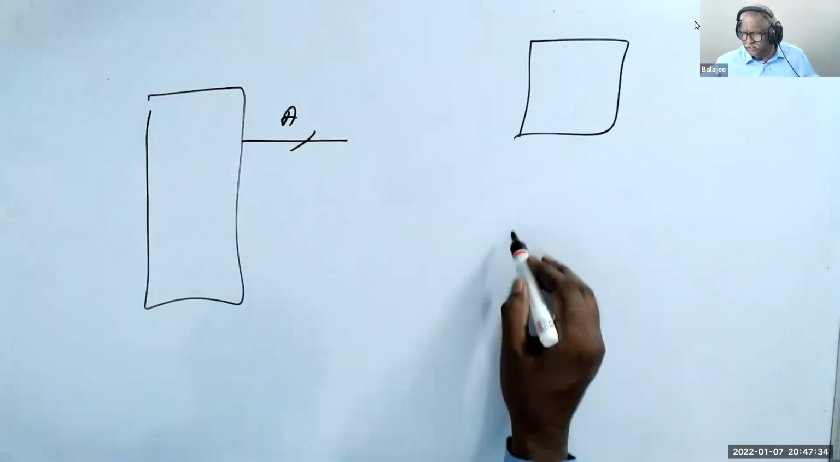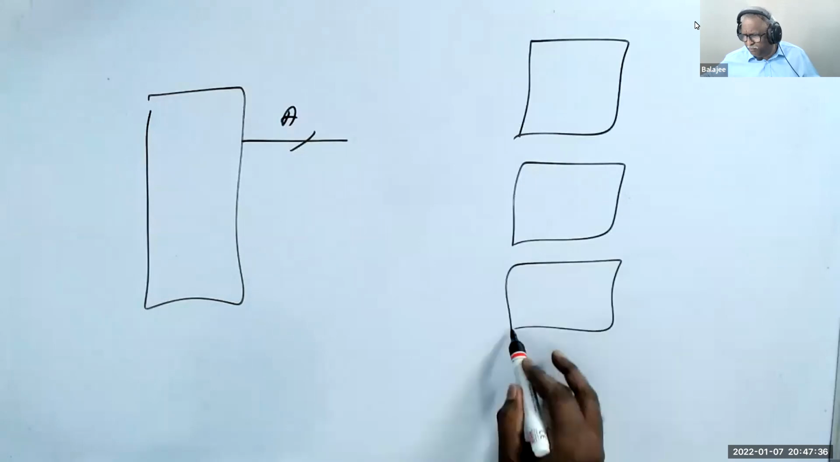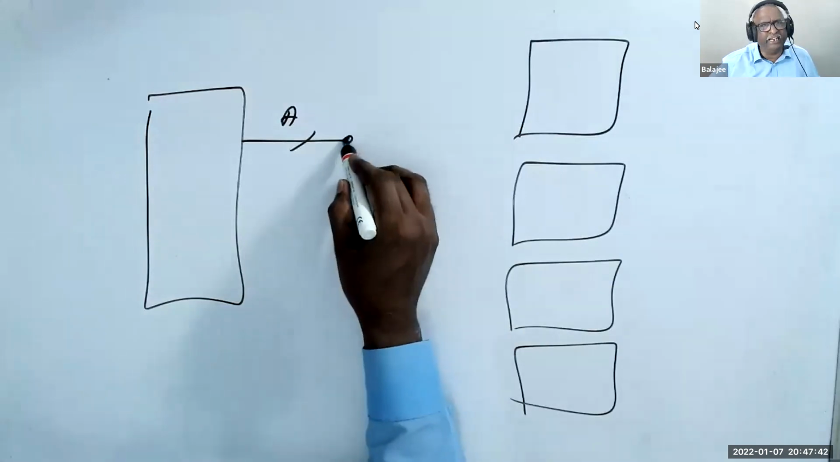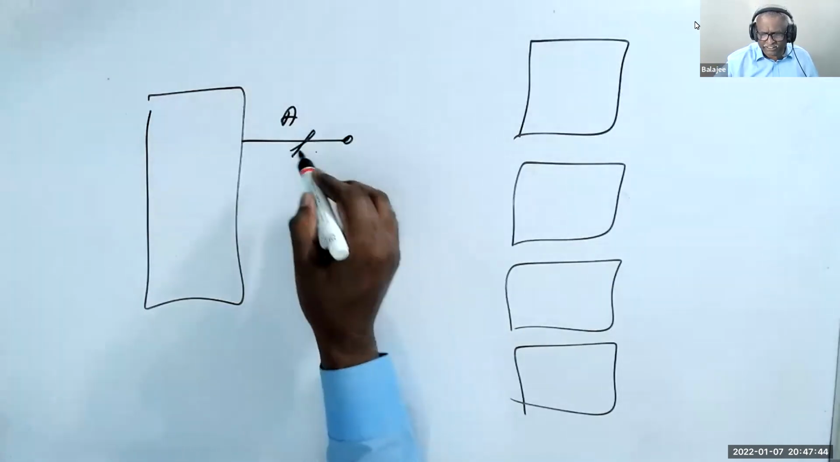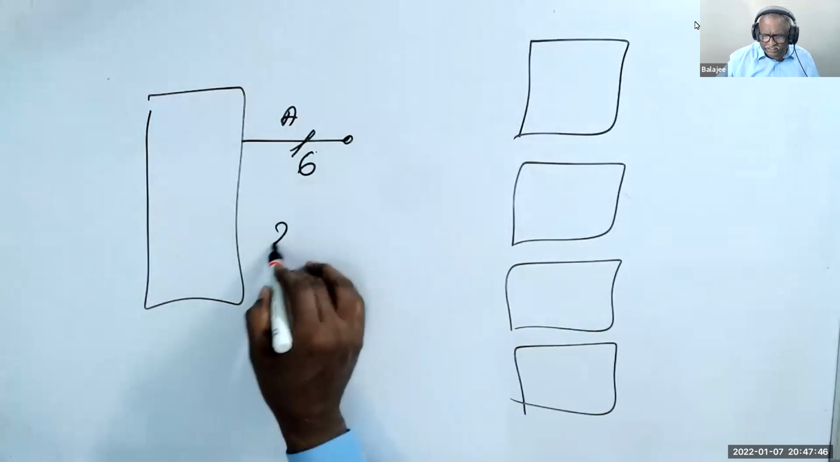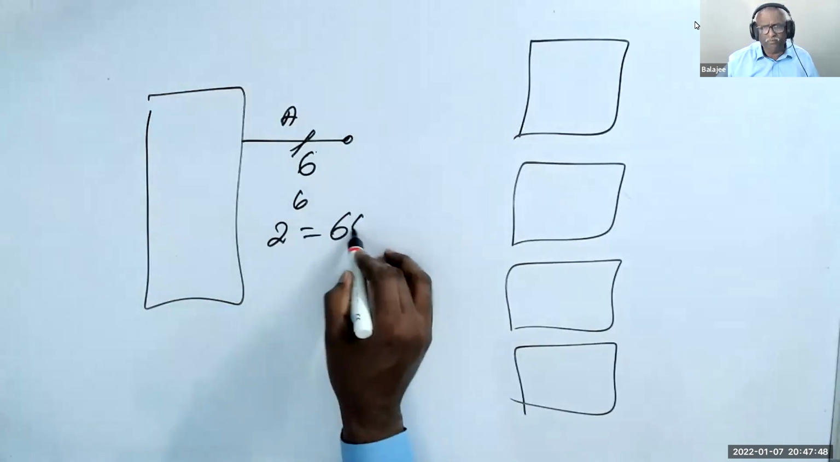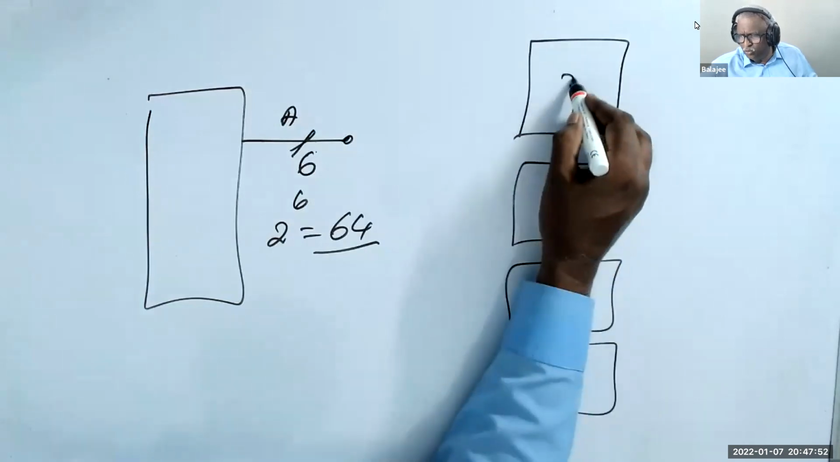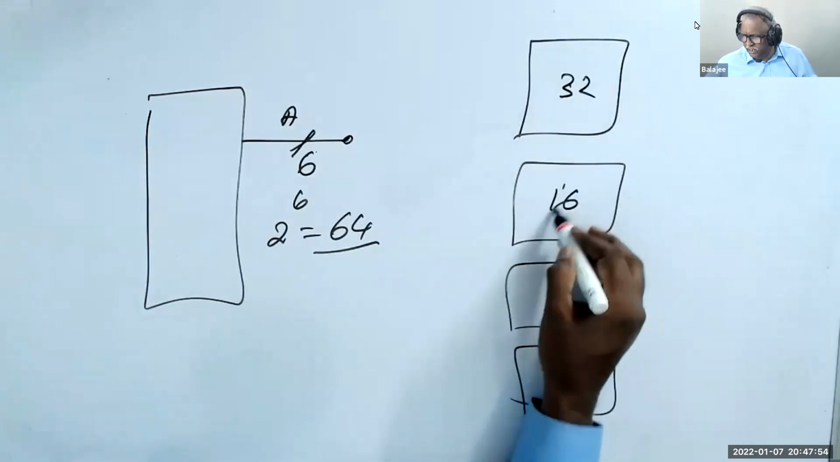We have so many components, N number, not 1 or 2. You may be having 100 components. The beauty is, if you have 6 address bits, 2 power 6 is 64. You have 4 people. This guy is having 32. This team, 16, 8 and 4.